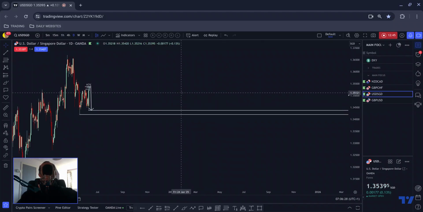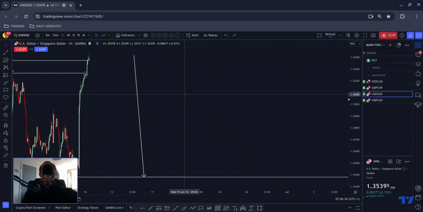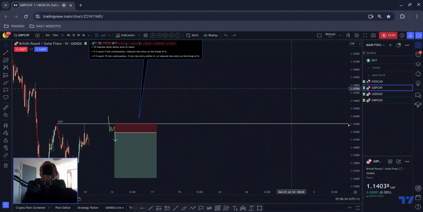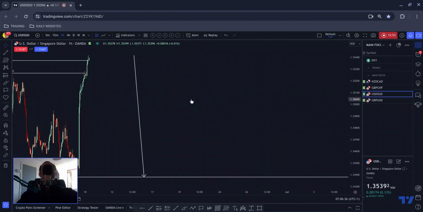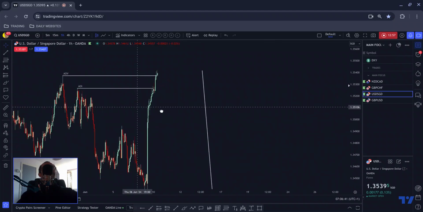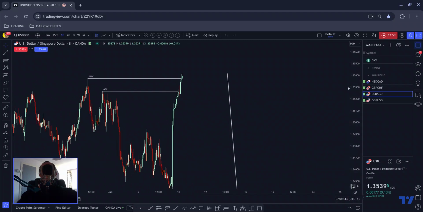I don't know what's happened there. My alert has just been moved for some reason. What's going on here? Let's try that again. Stick that there. A little hedge play on dollar Singapore.